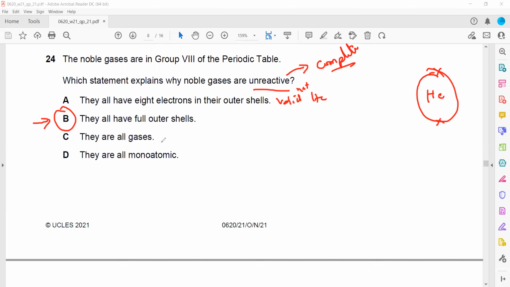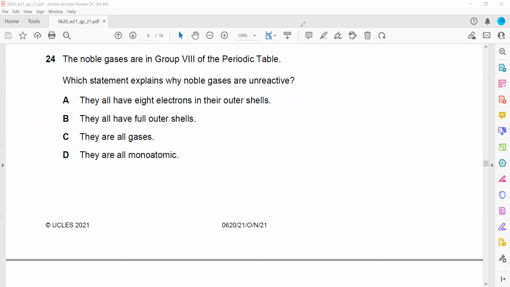They all are gases. That is true, but that is not the reason why they're unreactive. And the same thing, they all are monoatomic. Why are they all monoatomic? Because they have a complete shell, and that complete shell makes them monoatomic, or makes them unreactive. So B is the right answer for this one.